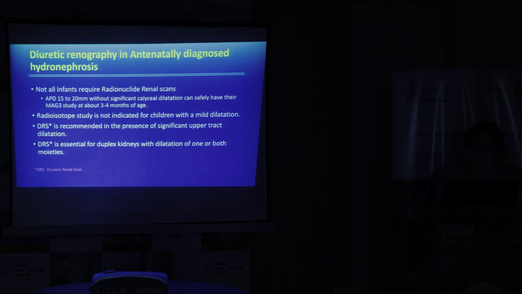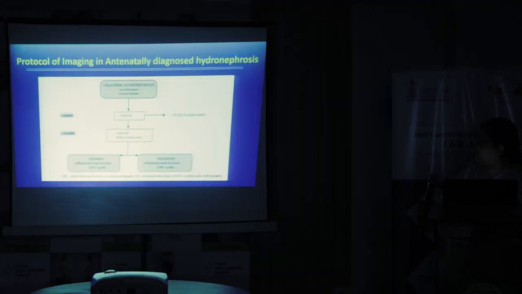And it is predominantly recommended for those who got an indeterminate value on an ultrasound, somewhere between about 20 to 40 mm of pelvic axial dilatation. Those are the ones who may benefit from a diuretic renal study. Again, for a duplex kidney with dilatation of one or both moieties, a diuretic renogram is usually essential. So these are the NICE guidelines for imaging in antenatally diagnosed hydronephrosis.